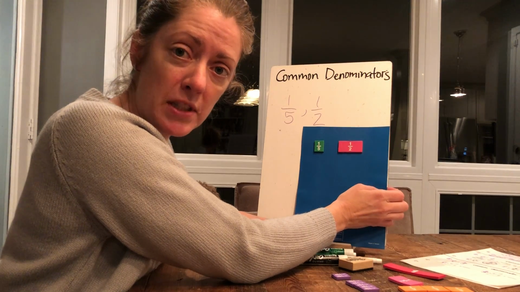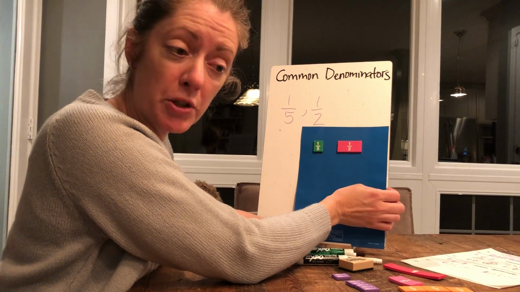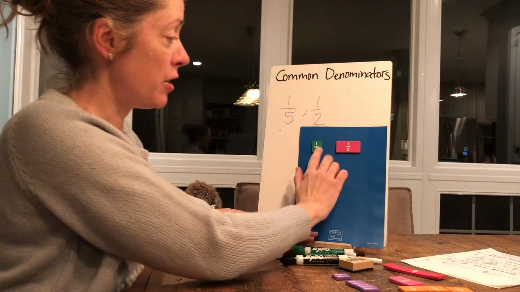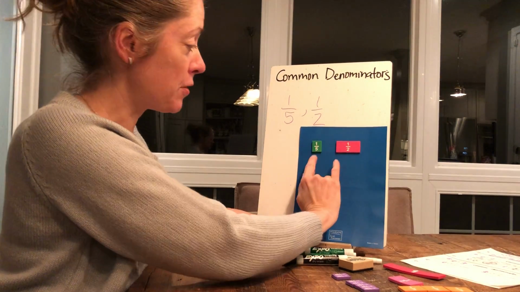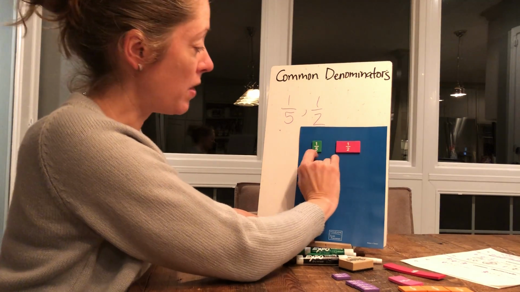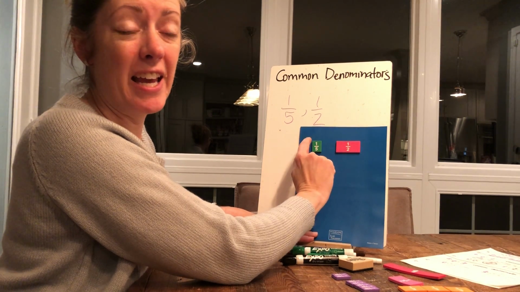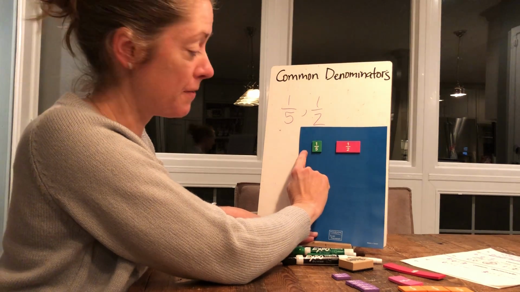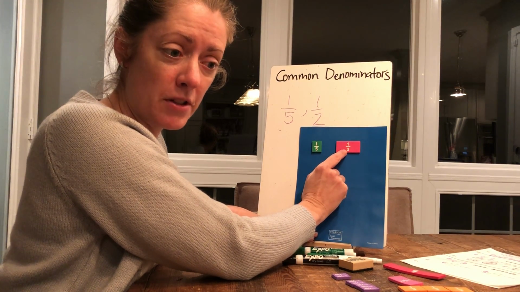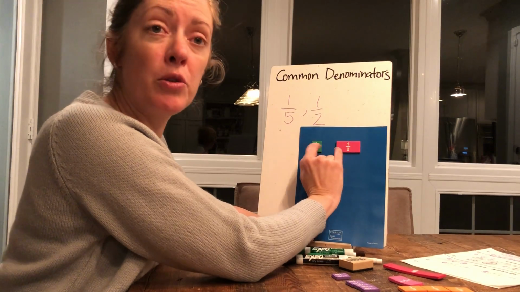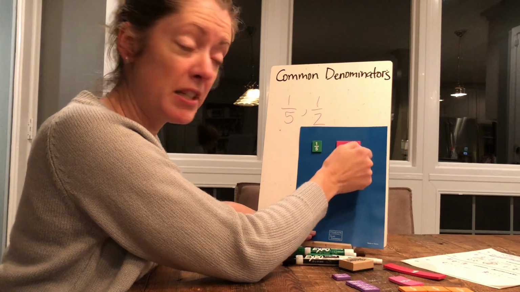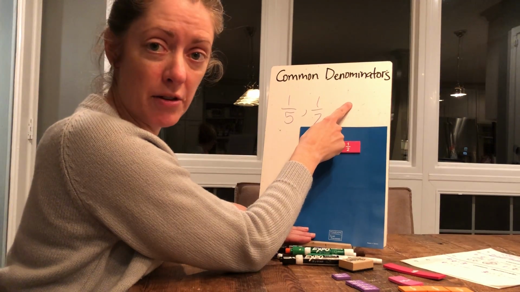If at any time you need to stop and pause while you're doing your work, please do so, okay? Anyway, here's my 1/5 and 1/2. These are not the same size pieces, are they? So we want to find an equivalent fraction to 1/5 and an equivalent fraction to 1/2 that are using all the same size pieces.